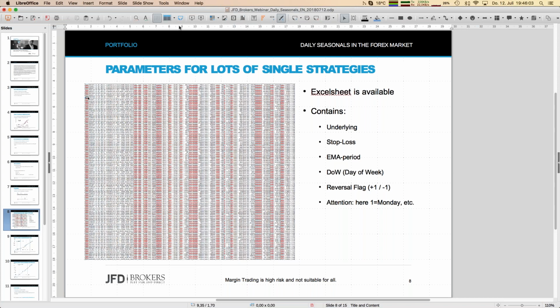I have investigated indices, commodities, forex pairs, and don't worry that you cannot see anything within that table. Within that Excel sheet, you can read everything. What does that Excel sheet contain, or what are the numbers there? Every line is one strategy. It's a specific underlying, a specific stop loss value, EMA period, the day of the week, and of course that reversal flag being plus or minus 1.